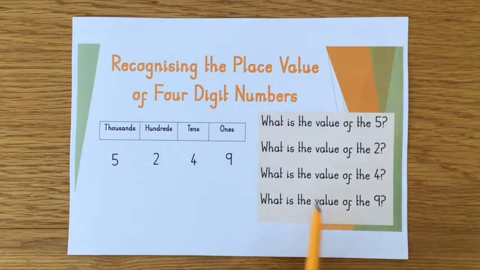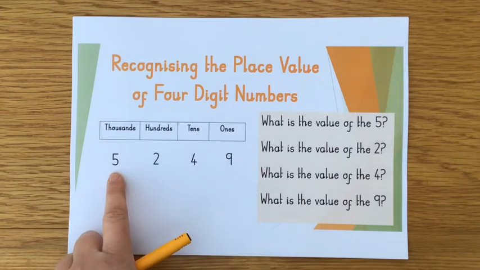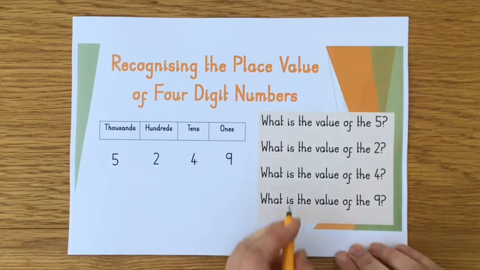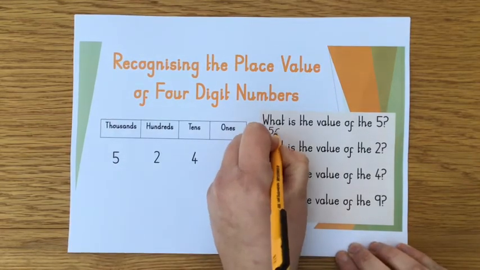So what is the value of the 5? Well, we know it's in the thousands column and there are 5 of them. So that number there, if you were to look at it on its own, the value of it would be 5,000.